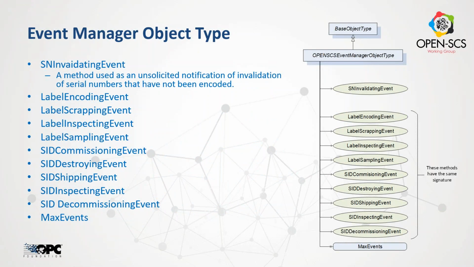The other piece we have is an event manager object. So we have serial number events, which are the events associated with serial numbers that have not yet been encoded into a label. And then we have a set of events for the labels and a set of events for the SIDs, the commissioned products themselves. So an event object manager is what your system would be if you receive events. Not if you ship, not if you cause events or send them out, but if you receive events.